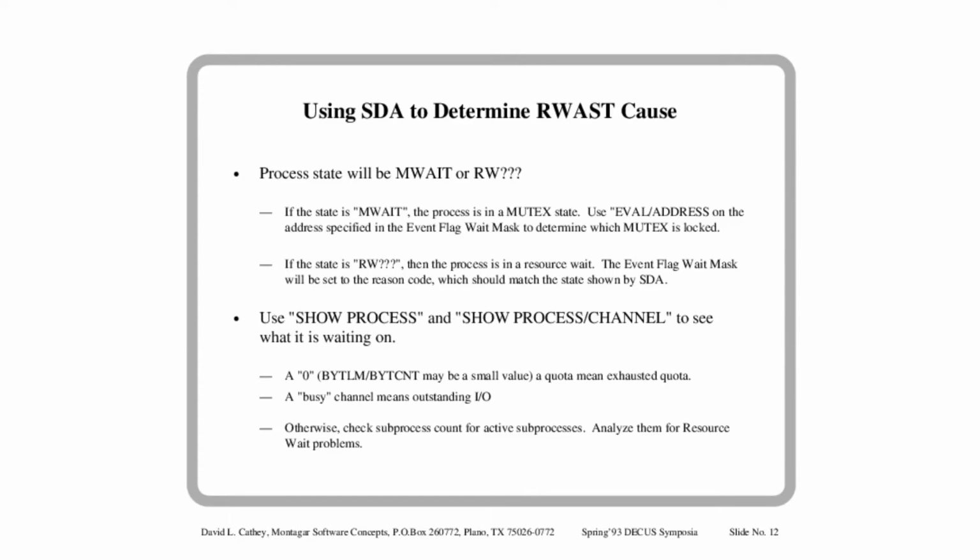Show process/channel will scan the process's current channel list and show you what channels it has active. Inside the channel control block is a flag saying how many I/Os are on this channel. That flag is busy if the process has active I/O. That's typically the device you need to go off and clear off.